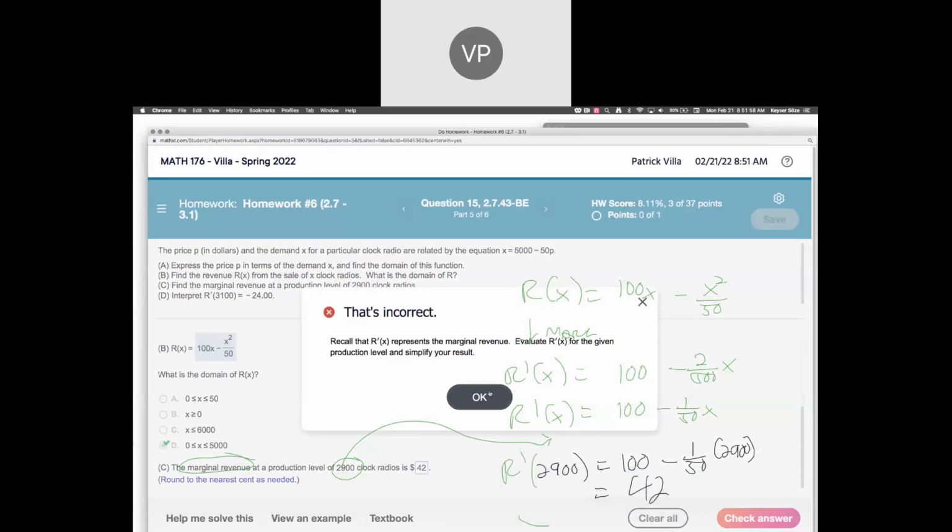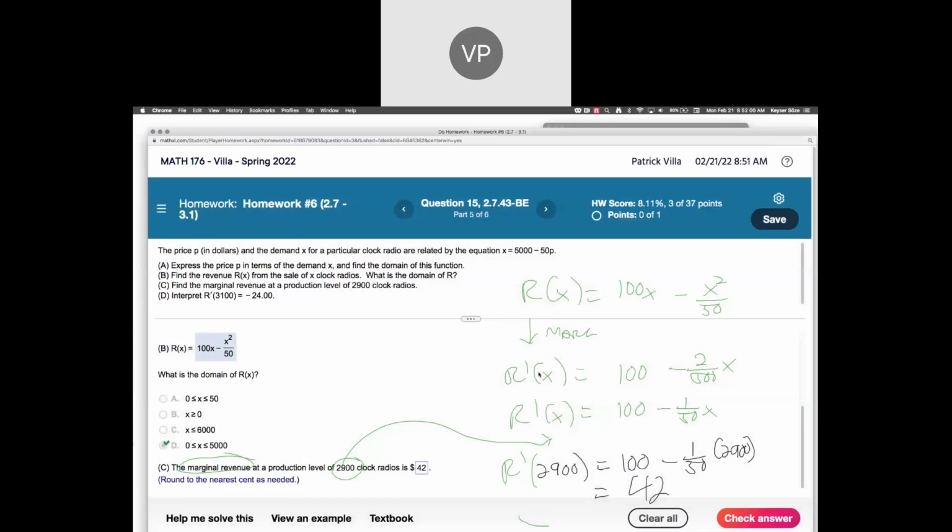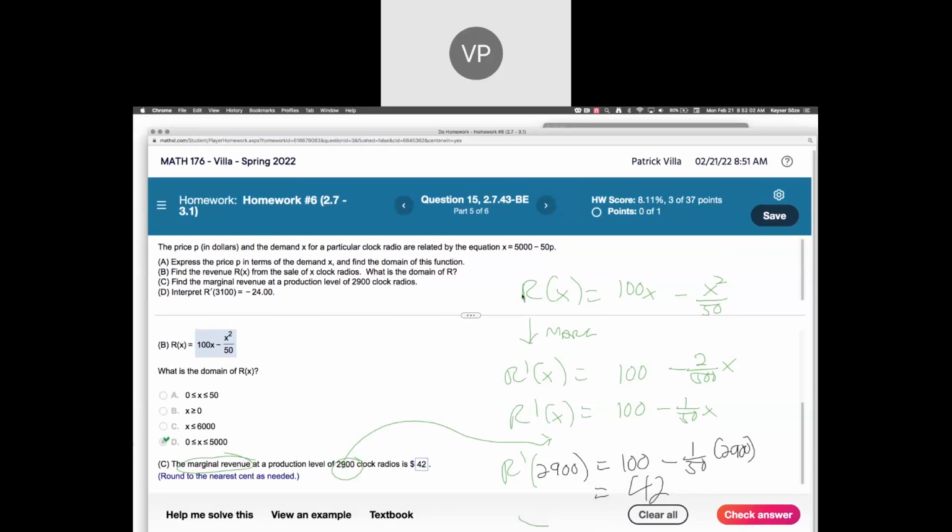Did I plug in the wrong number? Let's try it again here. All right, let's make sure. We've got our revenue, 100x minus x squared over 50. The derivative is 100 minus 2 over 50. Oh, there's my mistake right there. I really don't know how I messed that one up so badly. Let's fix this. The good news is you can just fast forward on the video next time if you have to watch this twice. But let me clean this whole thing up here.